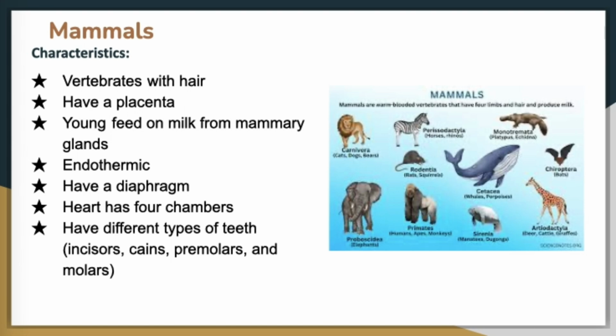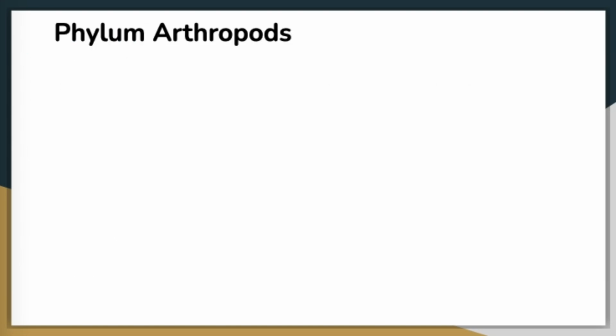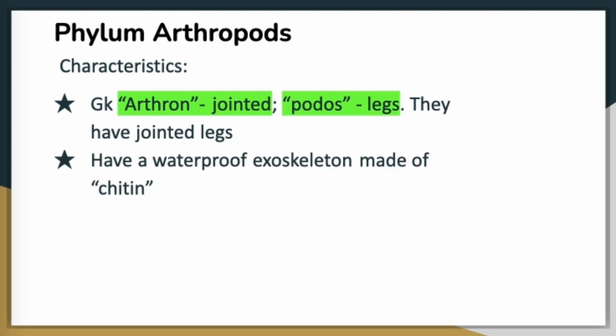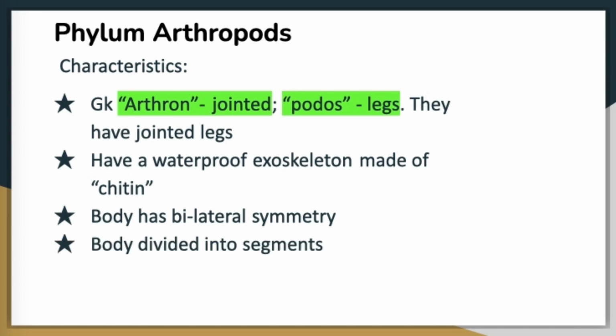Now we're moving on to the arthropods. Arthropods are animals with jointed legs but no backbone. They're a very successful group because they have a waterproof exoskeleton that allows them to live dry on land. There are more kinds of arthropods in the world than all other kinds of animals put together. Their characteristics are that they have several pairs of jointed legs and a body with bilateral symmetry.